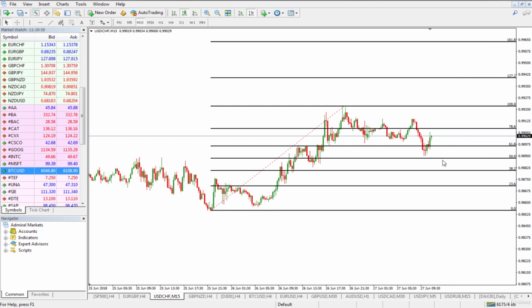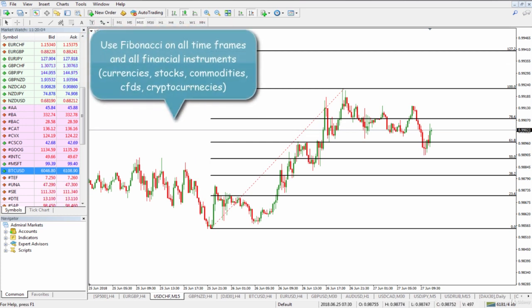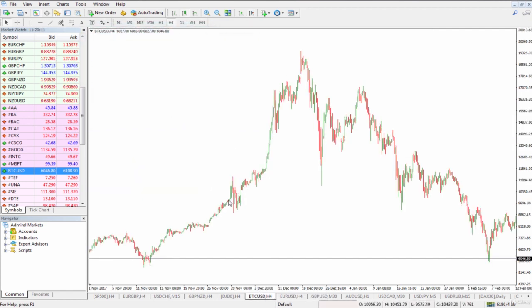The seventh rule. You can use this tool in all time frames and of course on all financial instruments and even on very volatile ones such as cryptocurrencies. I'll show you this on the Bitcoin case. This is the graphic of the Bitcoin movement. We will only look at these most important swings.